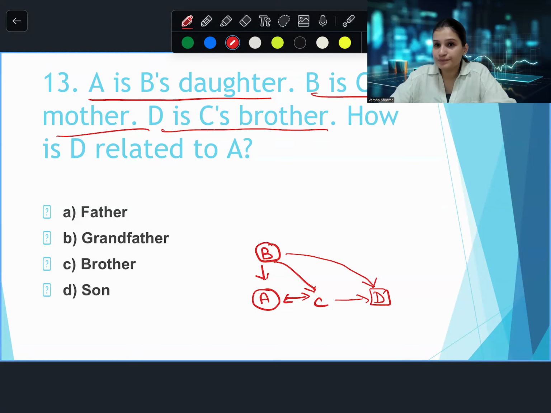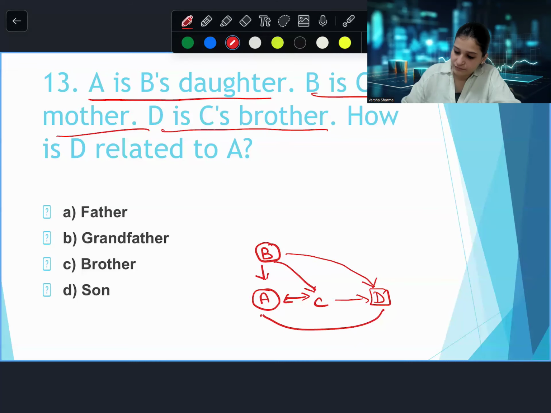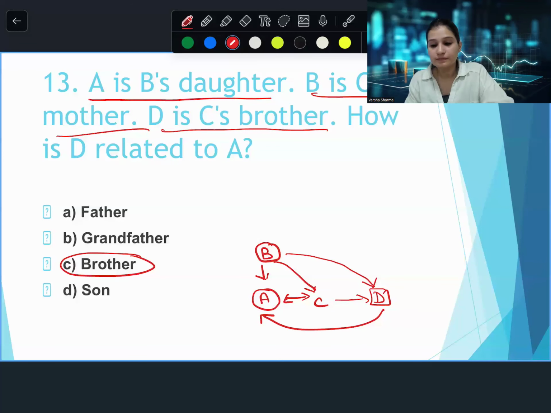Is it clear? Yes, ma'am. How is D related to A? Brother. Same generation, same mom. Clear, guys? Yes, ma'am.